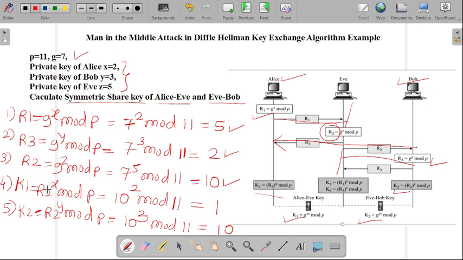So here we have calculated the value of K1 as well as K2, and we are using the value of R2. R2 is the public key of Eve, that is our attacker. But Alice will assume that this value is coming from Bob, and Bob will assume that this value is coming from Alice.